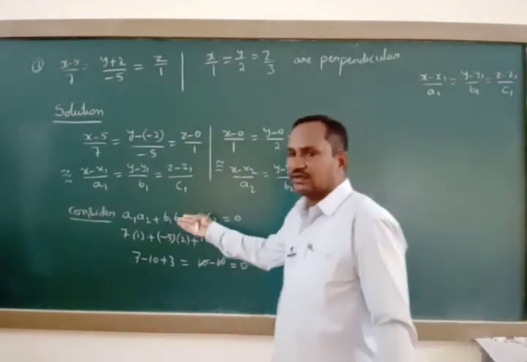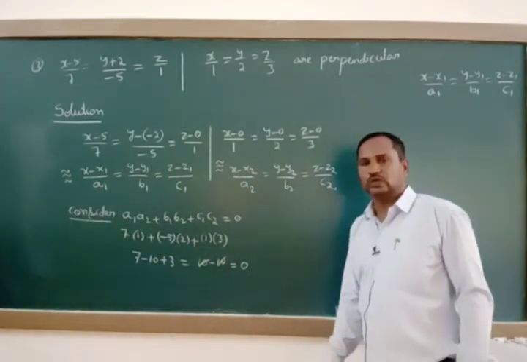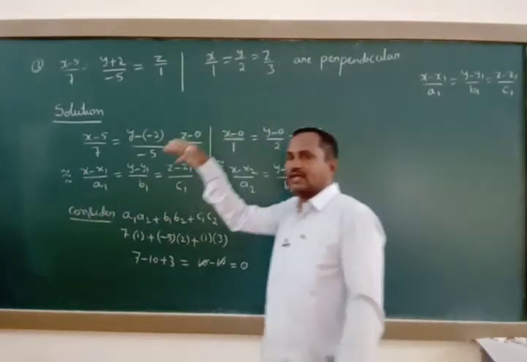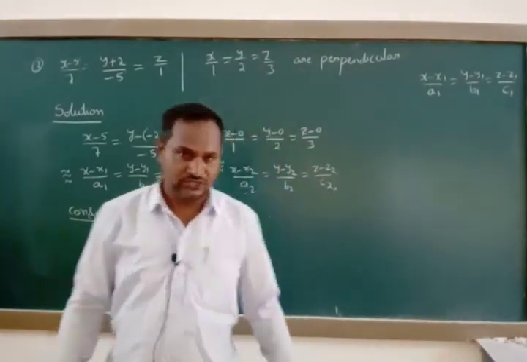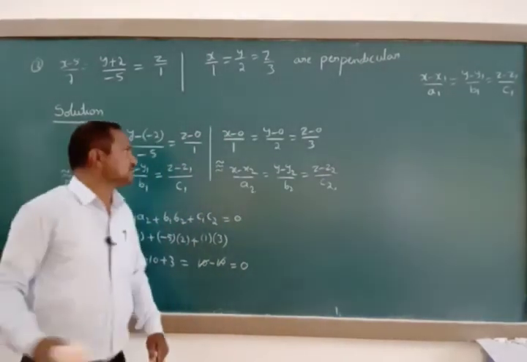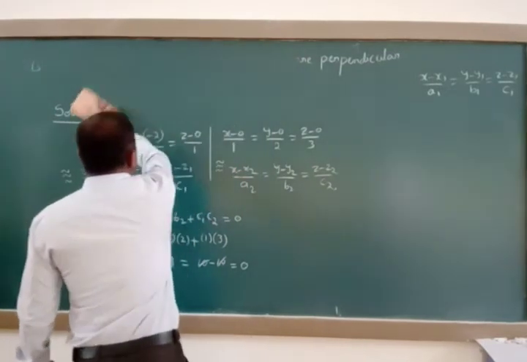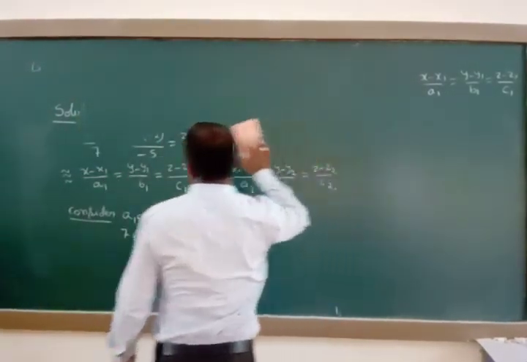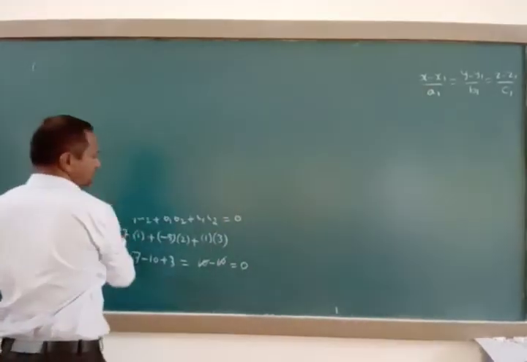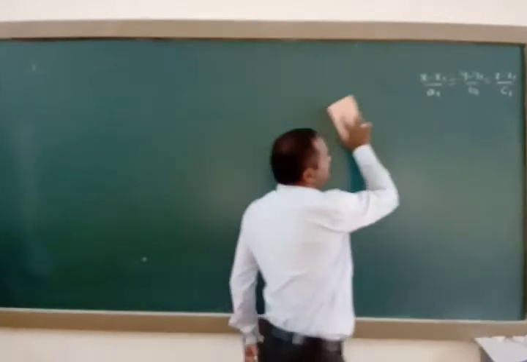Here, with the help of this condition, A1 A2 plus B1 B2 plus C1 C2, we finally got the answer 0. That's what we can say: these two lines are perpendicular to each other. Based on that, one important question is that in the fourth question, they will give the same conditions. At the same time, they mention that those two lines are perpendicular to each other, but what is the value of the unknown? Like that, one question is there.